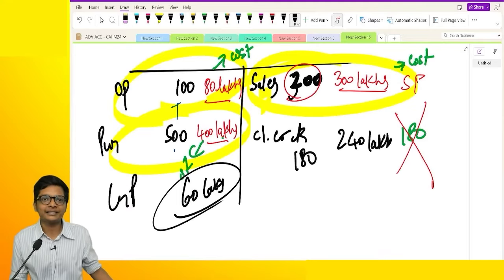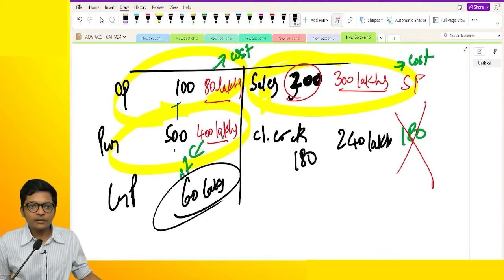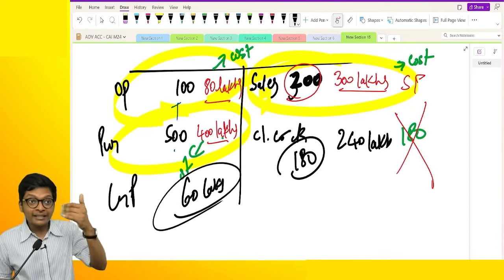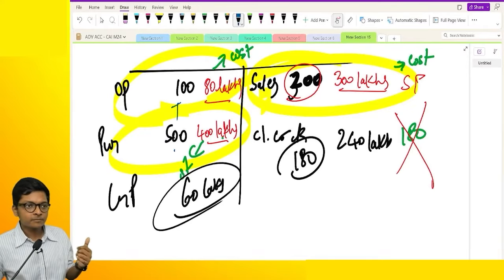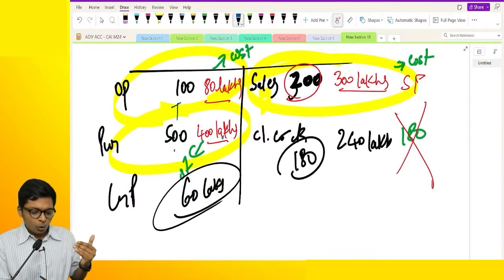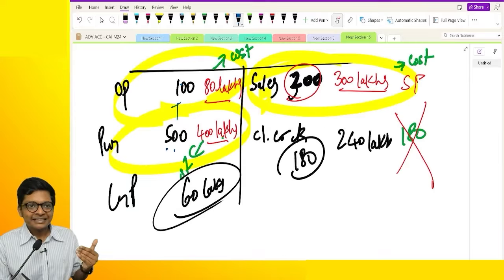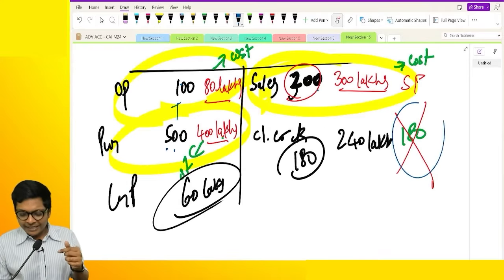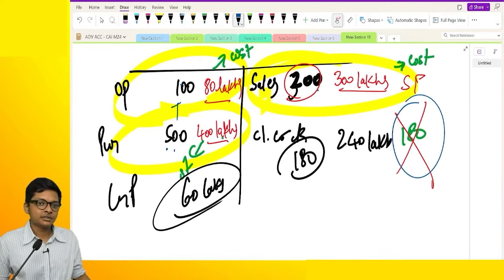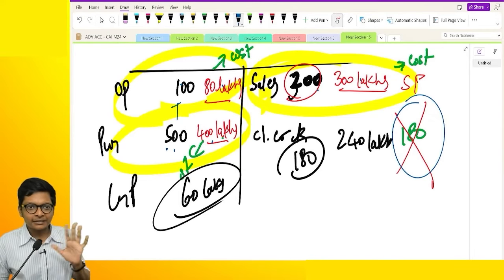Are you following, guys? Now, what if? How did I find closing stock 180? You guys told me. How did I find that? Opening plus purchase minus sales. You don't find closing stock that way, it is opening stock plus purchase minus sales.